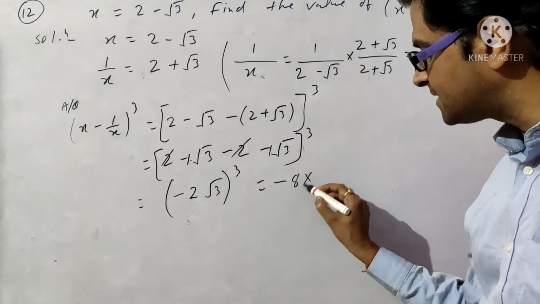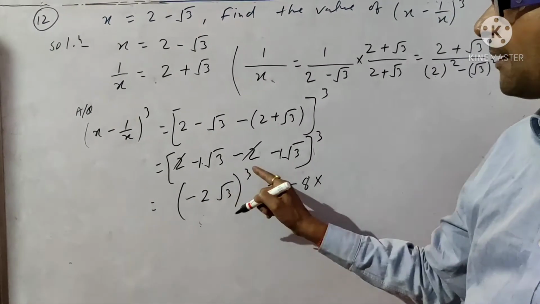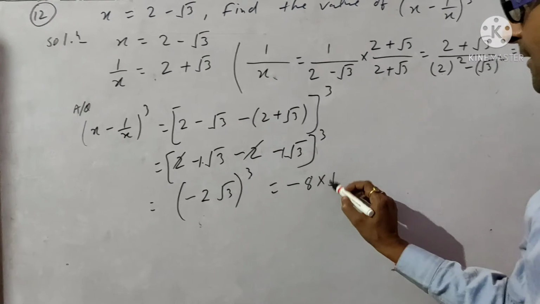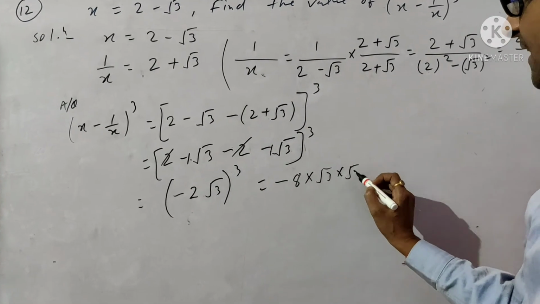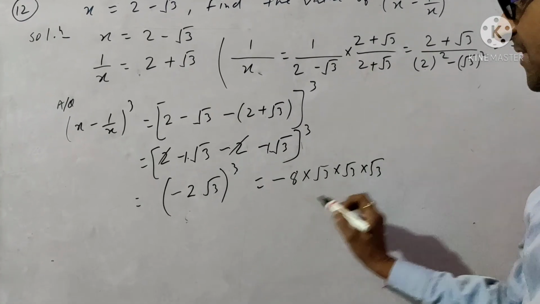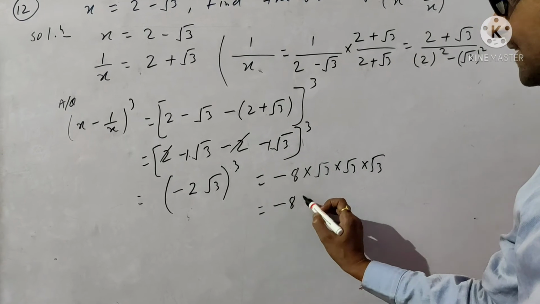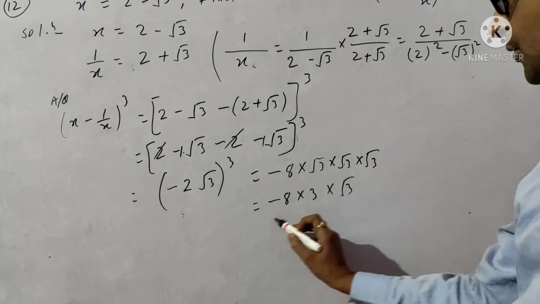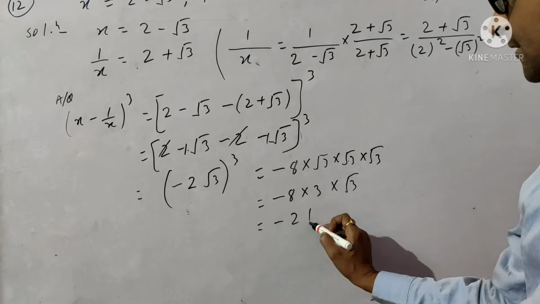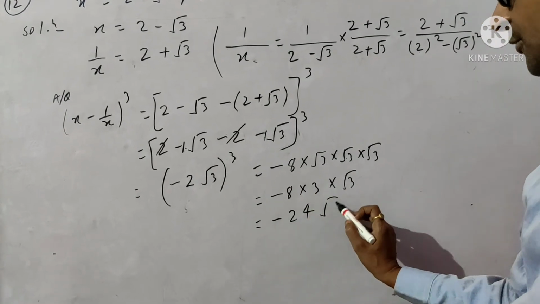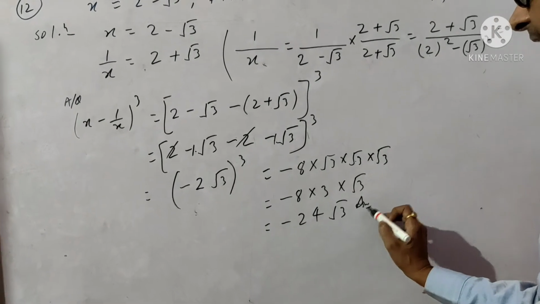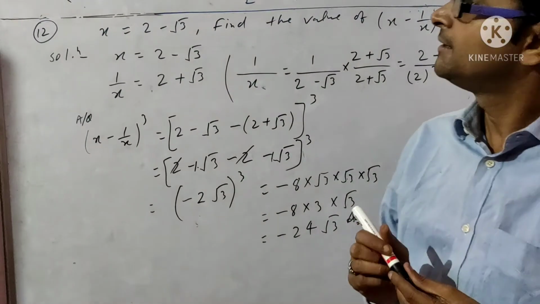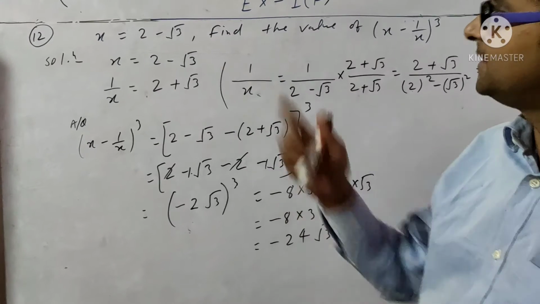2 to the power cube means 8 into root 3 to the power cube. So we can write here root 3 into root 3 into root 3, 3 times. So here minus 8 into root 3 into root 3 is 3, into root 3. So the final answer is minus 8 into 3, which is 24 root 3. This is your final answer. Okay, student. I hope, student, you understand this question.